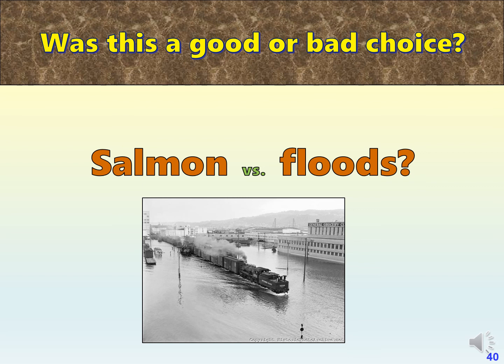People were well aware of the effects these dams were going to have on salmon. They were also well aware that an undammed river can have big effects on flooding. Was it a good or a bad choice? Depends. Science can help inform this decision, but at the end of the day, it's a question of what the public wants.